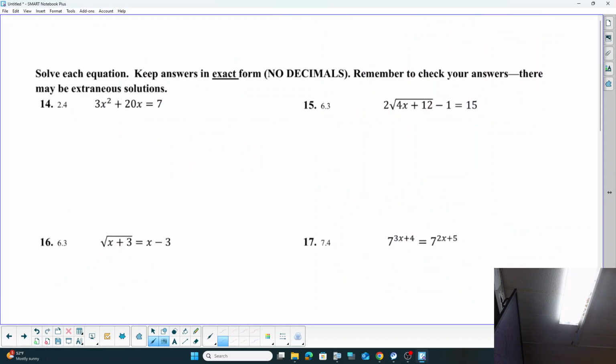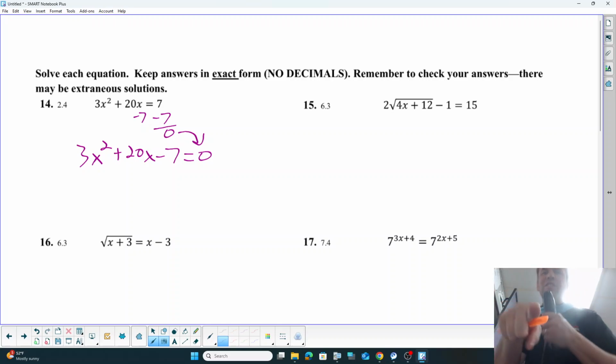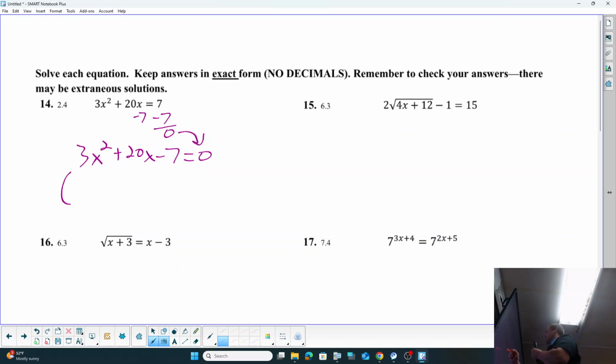Next page. Okay, solve each equation, exact form, no decimals. There may be extraneous solutions. So get everything on the same side and factor it. Remember how to factor? If you don't remember how to factor, you gotta remember. That becomes a 0. Pause me and stop copying to learn all this. This is a good review for you.